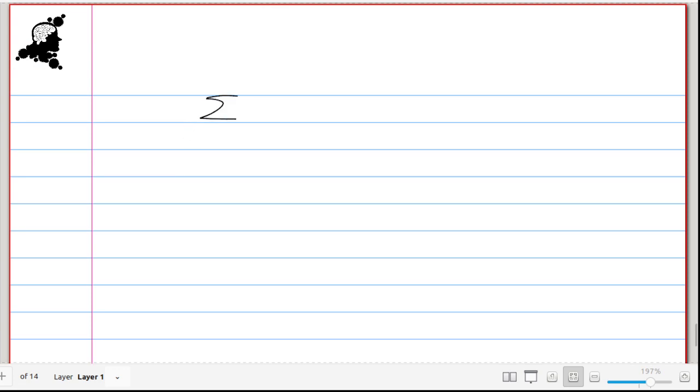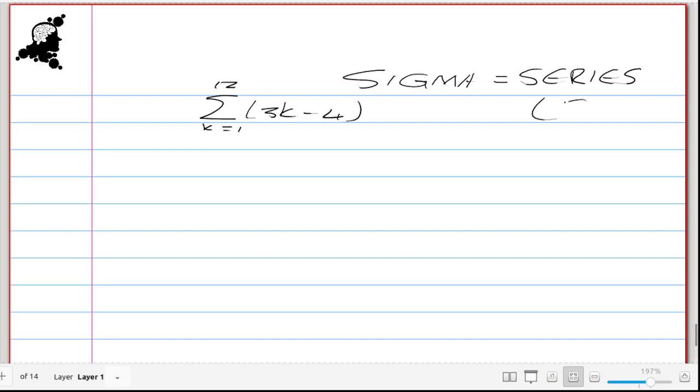So I've got the sigma sign here. I've got k equals 1. My expression is 3k minus 4. And then right at the top, I've got 12. Remember, sigma always equals series. So think Sn.